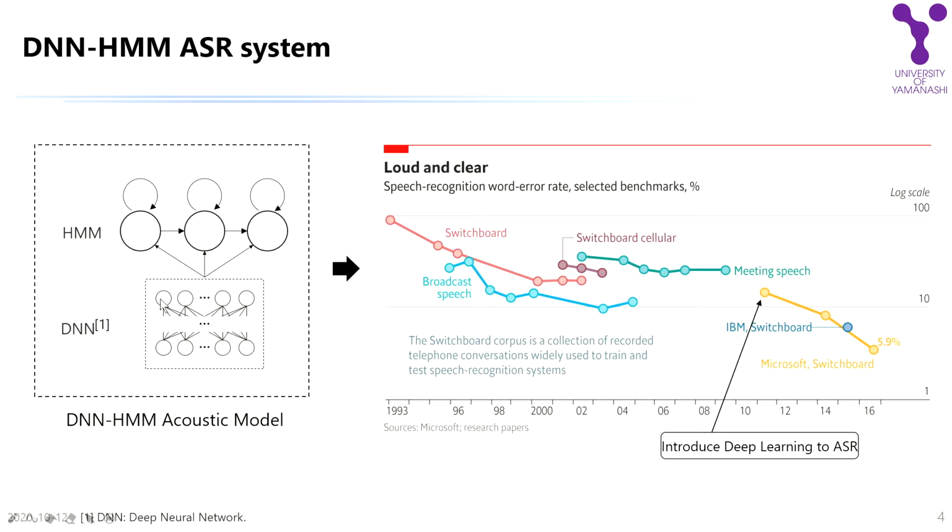Recently, the deep neural network is used to replace the GMM component to build a better DNN-HMM acoustic model. As we can see from this figure, after introducing deep learning technology, the error rate of the recognition has been significantly reduced. Deep learning shows its big power in ASR, and in order to develop such systems, tools are necessary.